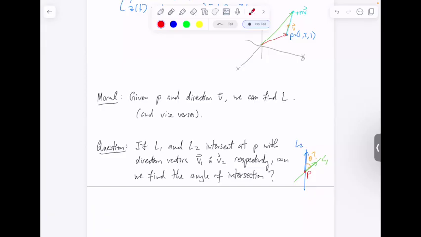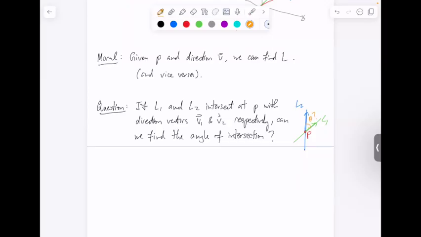Okay, so that's sort of the motivation that I have now for our next operation. All right, so let me just introduce the dot product. So this is a new operation. The dot product is the following.